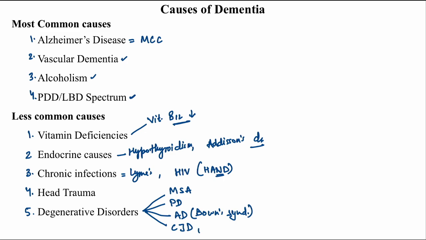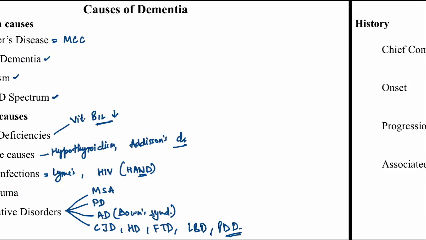Others are like Huntington's disease, frontotemporal dementia, right? And Lewy body dementia, even Parkinson disease with dementia. They all come under neurodegenerative disorders. Mitochondrial disorders can also cause dementia. So the list is long, but we have to remember the important ones. Most common Alzheimer's, less common maybe vitamin deficiencies, endocrine causes, and some degenerative disorders. Like these are the causes of dementia.